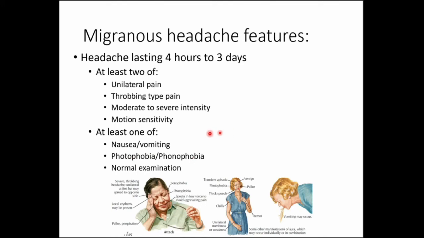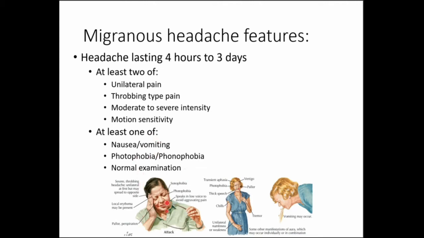Some patients also have nausea and vomiting, and sometimes the vomiting helps to relieve the migraine. These patients should have a normal examination. So if you have someone you suspect has a migraine and you do a cranial nerve examination, and they have signs which indicate, say, focal neurology, this would be quite atypical and should indicate further investigation.